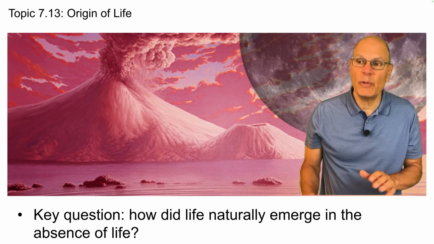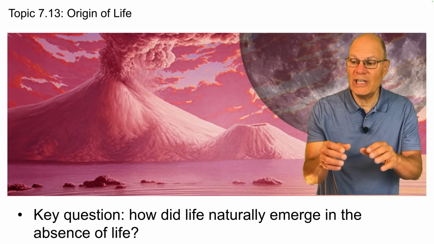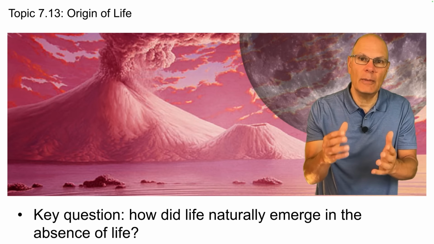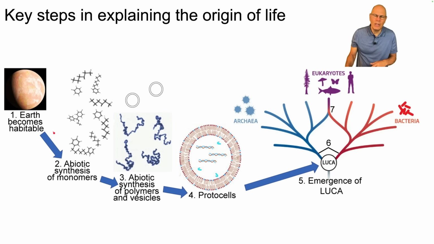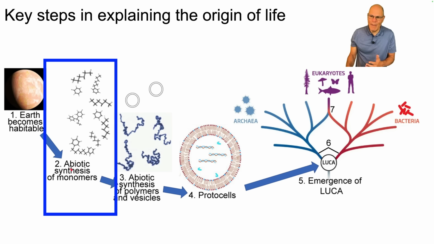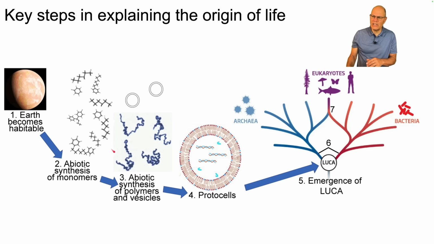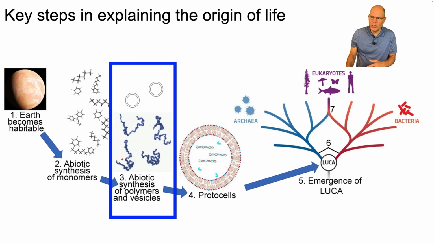Topic 7.13 is the origin of life. The key question is, how did life naturally emerge in the absence of life? After the Earth became habitable, geological processes, chemical processes, led to the abiotic synthesis of monomers, things like amino acids and monosaccharides and nucleotides. There must have been some process that led those monomers to then be formed into polymers: RNA, nucleic acids, proteins, and so on and so forth.